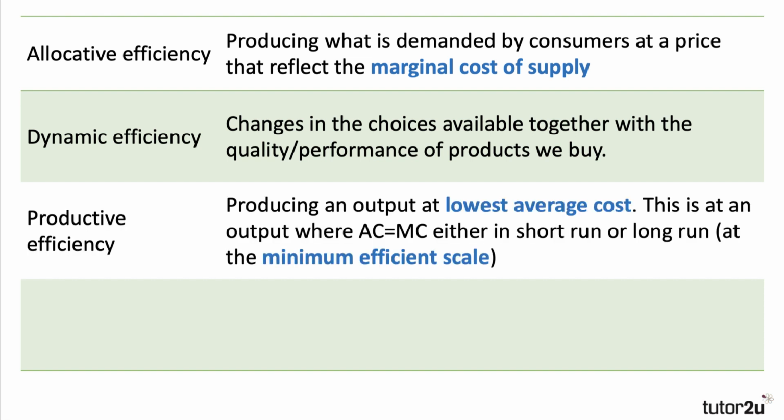Productive efficiency is all to do with the unit cost of supply. What can we get in terms of output per input? And so we reach productive efficiency when we've achieved an output at the lowest feasible average cost. In particular, in the long run, where firms get to the low point of their long run average cost curve, they achieve economies of scale and reach the minimum efficient scale.